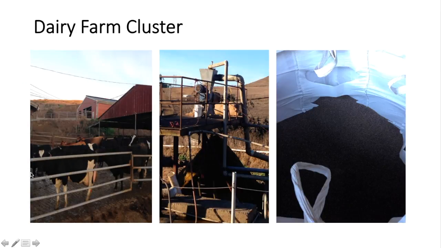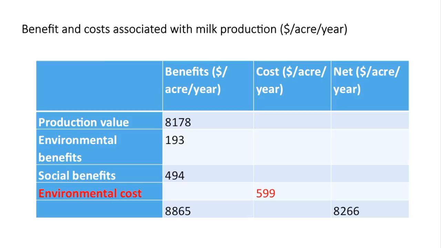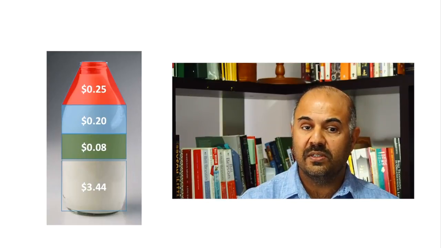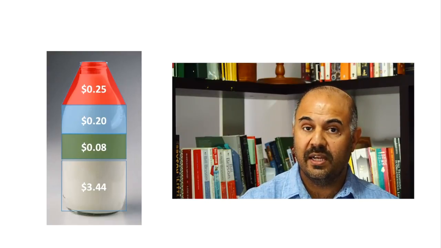Next, we examined a cluster of 4 dairy farms based in California who were producing organic milk. So in this system, the production benefits are quite high and higher than corn and soy because organic milk is highly priced in the market. But it also generates lots of environmental cost, which is mostly associated with animal feed and manure management. So now if we want to convey these results to consumers, we can say that a gallon of milk generates benefits worth 28 cents and environmental costs about 25 cents per gallon of milk.